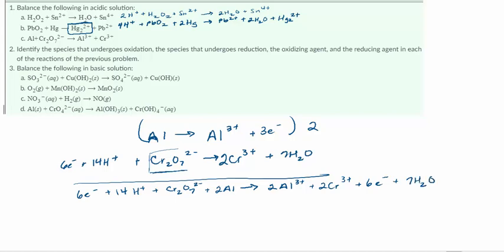Now I can eliminate the same things on both sides. I have 6 electrons on the reactant side and the product side, but I do not share water or hydrogen ions. So my final reaction is going to be 14H+ plus the chromate plus 2 aluminum reacts to form 2 aluminum cations, 2 chromium 3+ cations, and 7 water molecules.